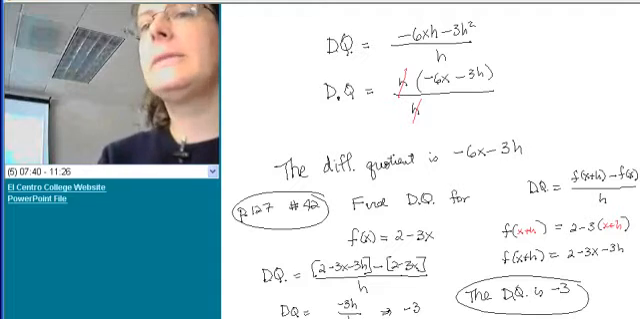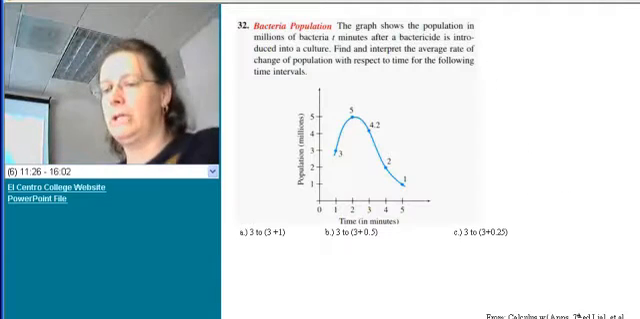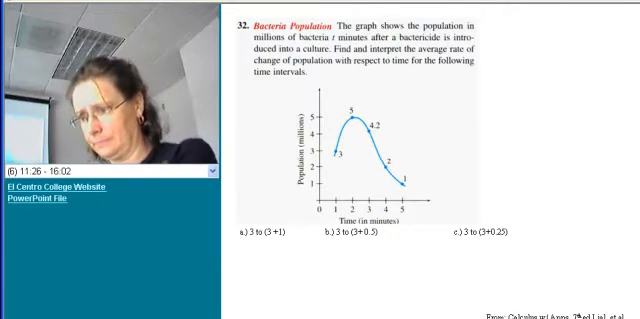All right, so next, turn the next page and look at this bacteria population graph I gave you.